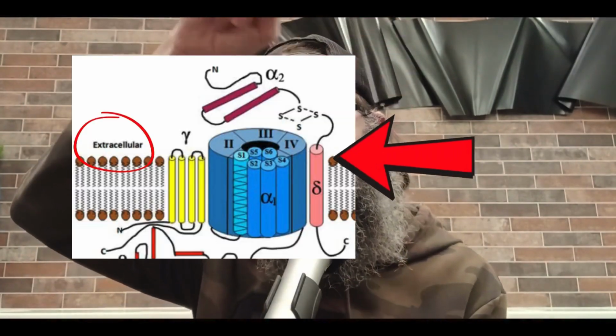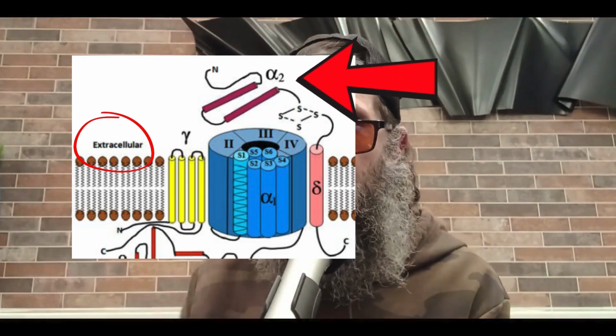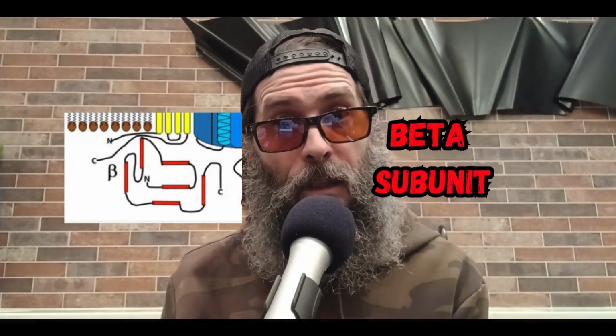All right, that's extracellularly, so that's outside. If the voltage-gated calcium channel is sitting in the cell membrane, well, the alpha 2 delta subunit is sitting outside of the membrane, all right, extracellularly. Well, then intracellularly, so inside the neuron, you have the beta subunit. So now we know the basic structure of the voltage-gated calcium channel.